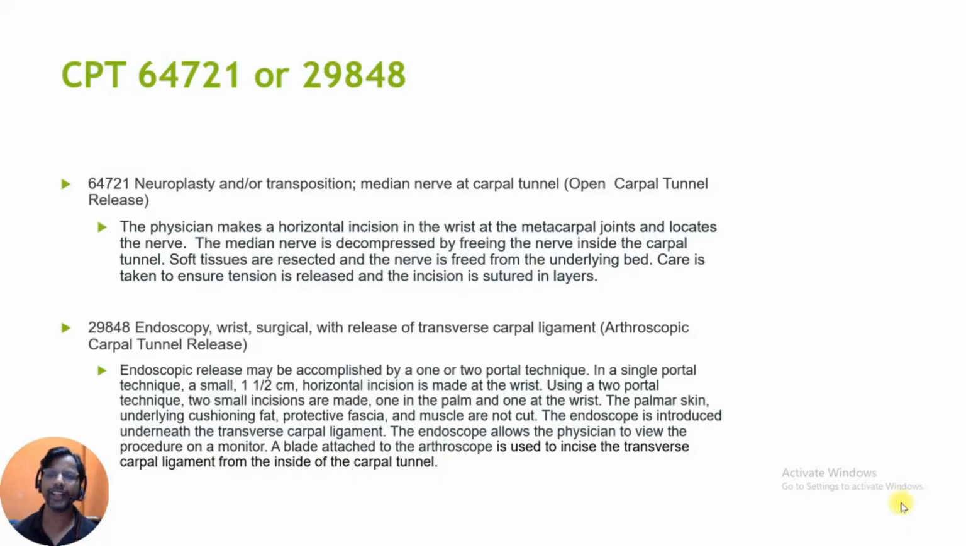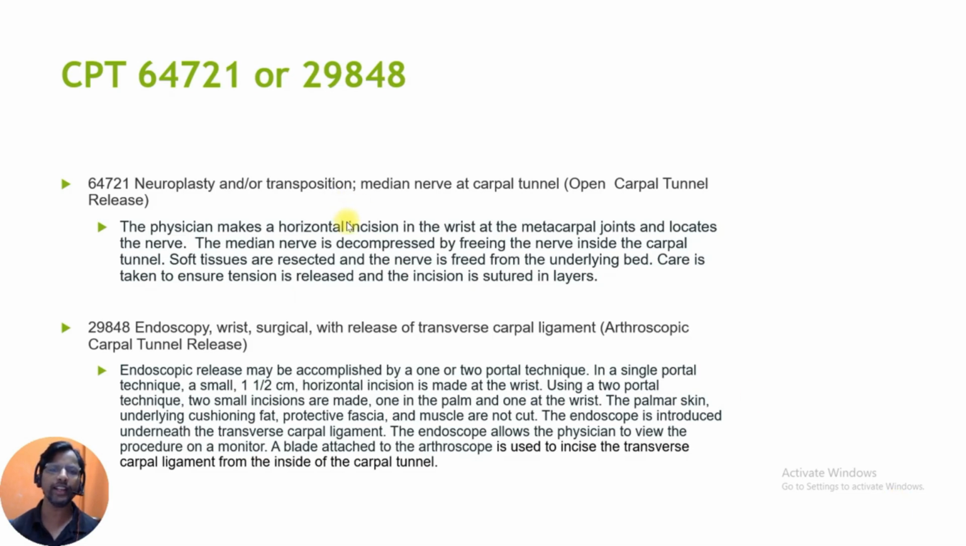In order to treat this carpal tunnel syndrome, we have two CPT codes. First one is 64721. So, 64721 is the open approach. Next one is 29848. So, 29848 is the endoscopic approach. Whenever you want to code carpal tunnel syndrome or carpal tunnel release, you need to check first whether it is an open procedure or an endoscopic procedure.